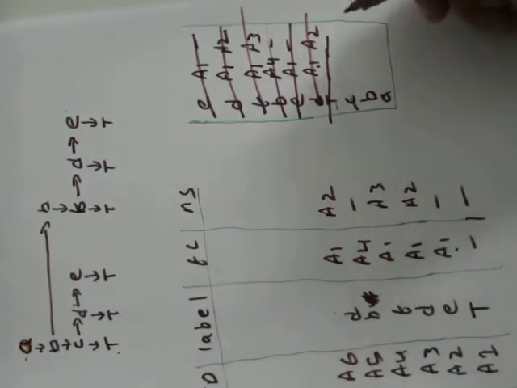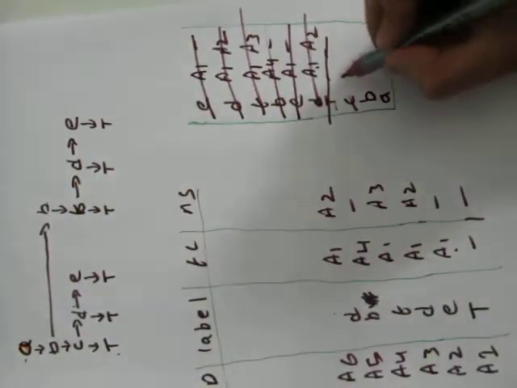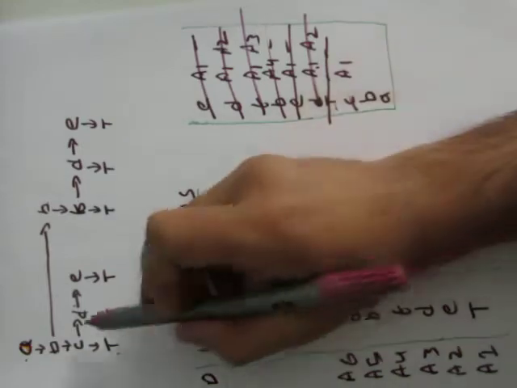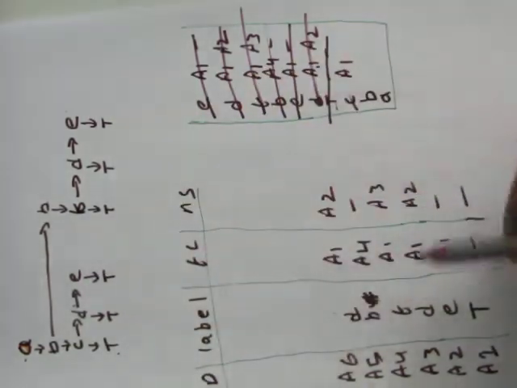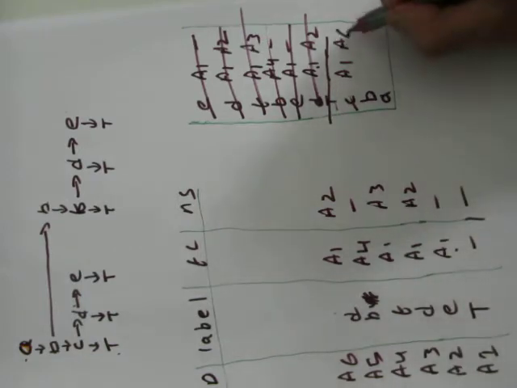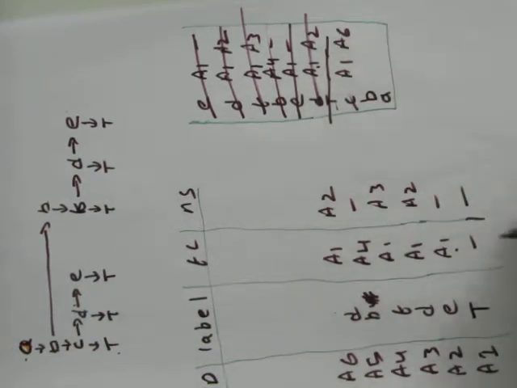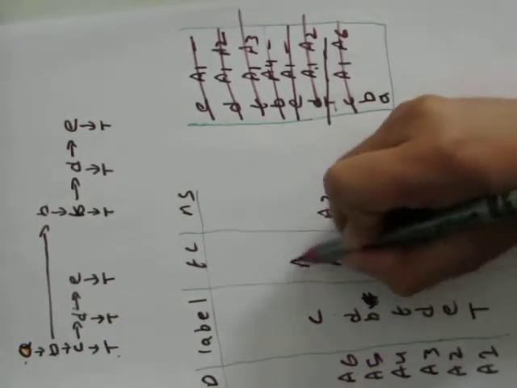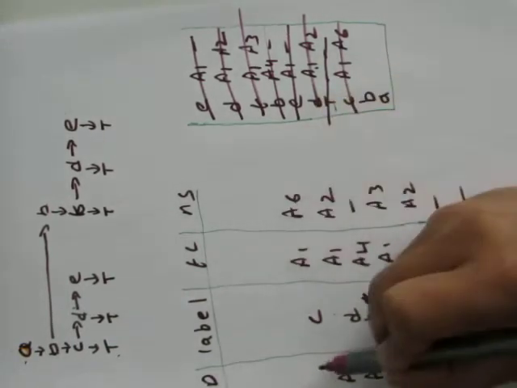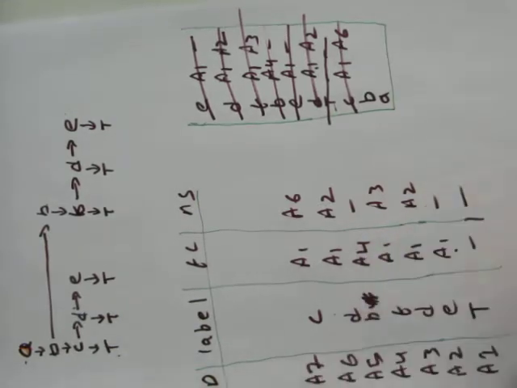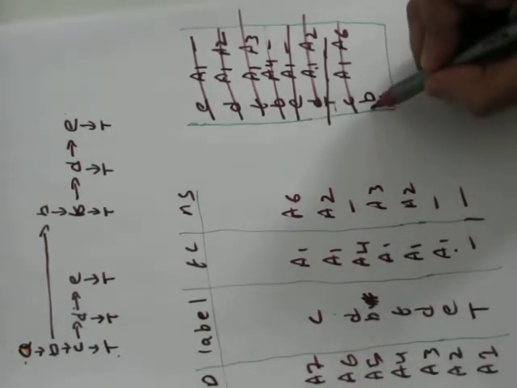Then we come to C. C has A1, and C is pointing to D, and D is A6. So C is known, we delete C from here, and we write C, A1 and A6 with new ID A7. Then we come to B.